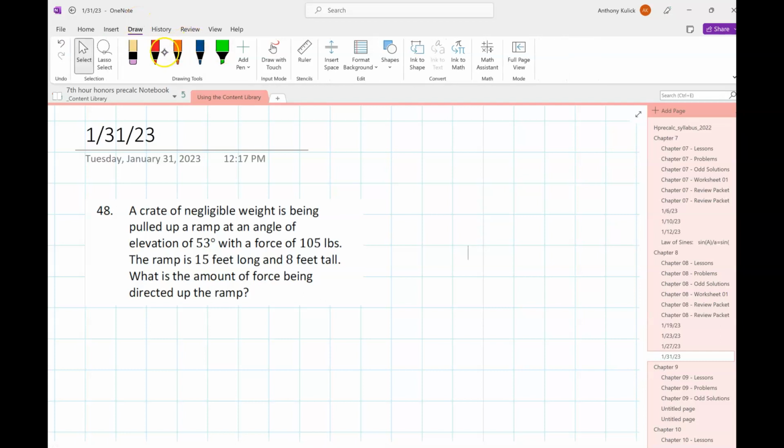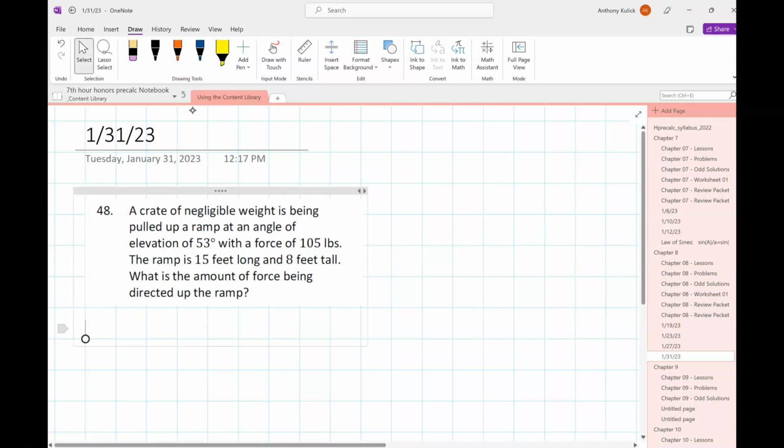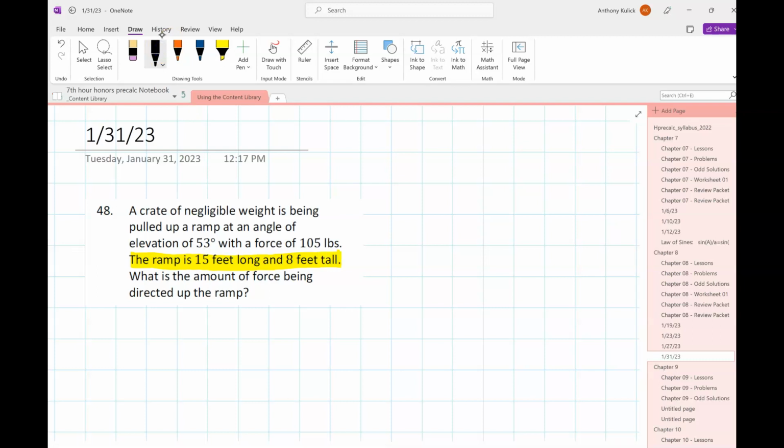So here we go. It says that a crate of negligible weight is being pulled up a ramp at an angle of 53 degrees with a force of 105 pounds. The ramp is 15 feet long and 8 feet tall. What is the amount of force being directed up the ramp? The key thing for me here is that we're given some specifications about the size of the ramp. So we can't assume this is like a unit vector projection.